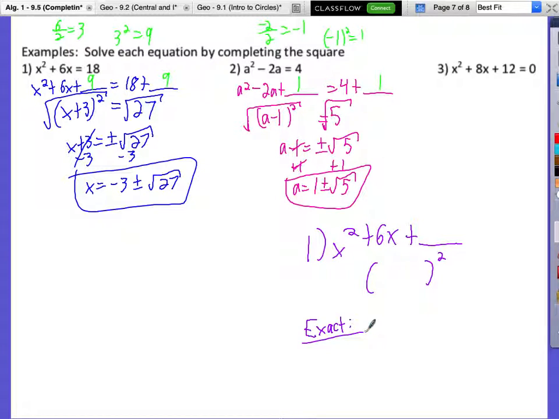So, if you guys get a perfect square, keep going. But if you don't, then we just stop at our exact answer, just like we did here. But if you get a perfect square, you keep going.